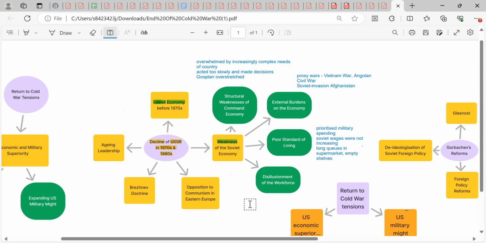Okay, next, the disillusionment of the workforce. And I think the arrows work this way, but you could easily recognize how the structural weaknesses of the command economy contribute to a poor standard of living, and then you have a very disillusioned workforce as well. If you are not sufficiently compensated, you will grow frustrated no matter how in love you are with the communist ideology. It will come to a point whereby you will be frustrated.